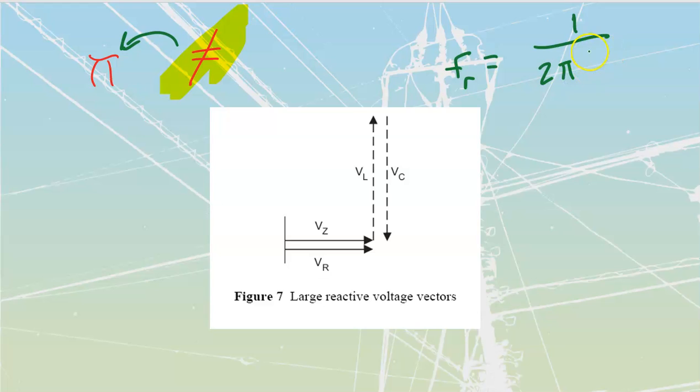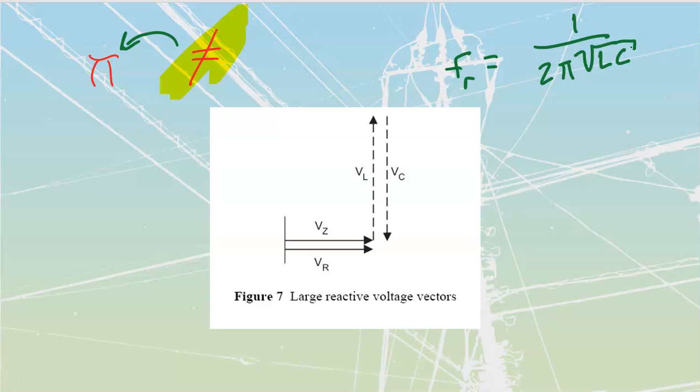2 pi and then root LC. So we take our inductance value in henries and our capacitance value in farads, and then we use this formula. The 2 pi once again indicates that we're working inside of a radian type of circuit system, and that we've got the complete system all the way around. And this is going to give me my resonant frequency.